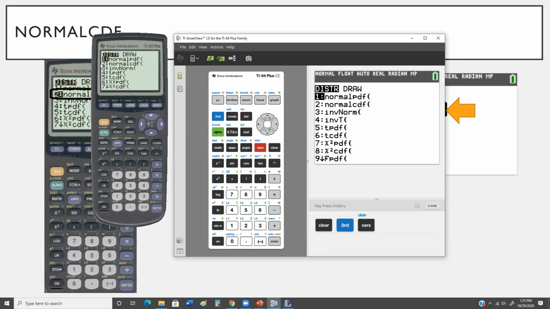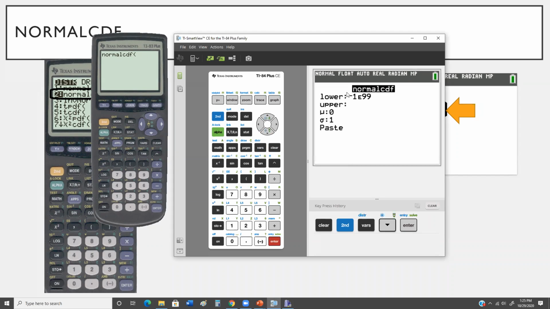If you scroll down to it on the TI-83, this is what makes it a little harder. It just says normalCDF and then tells you to input everything. On the TI-84, it asks for four inputs: lower, upper, mu, and sigma. The TI-83 doesn't tell you that, you just have to remember it. But we're going to do so many of these problems that it'll become second nature. All right, so leave these up as they are.